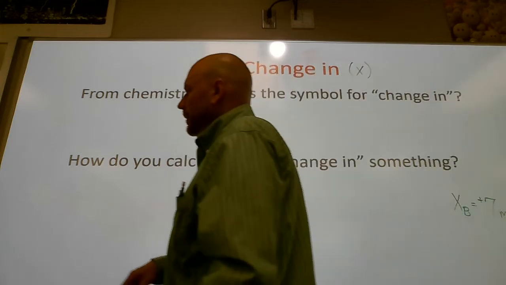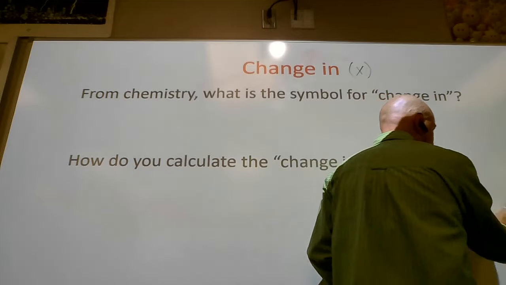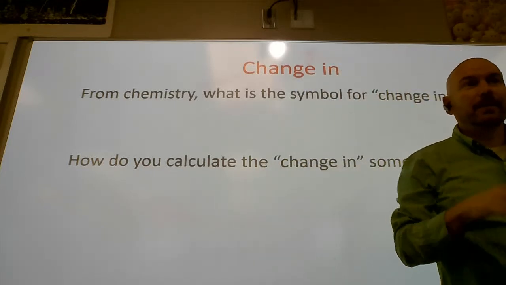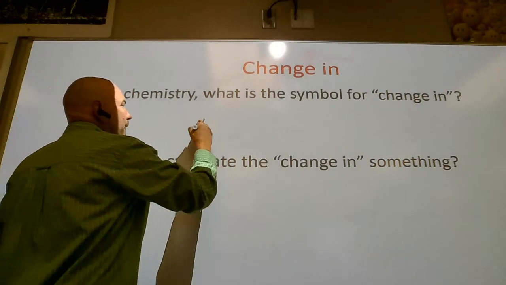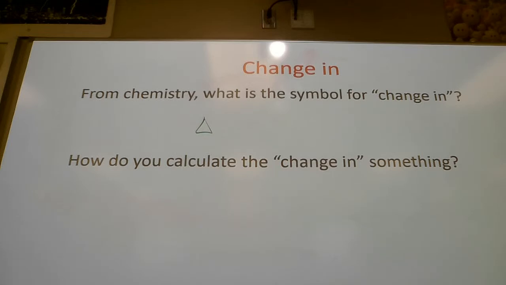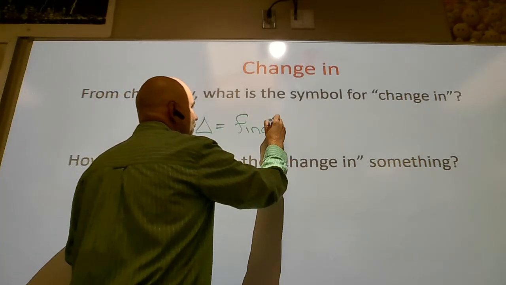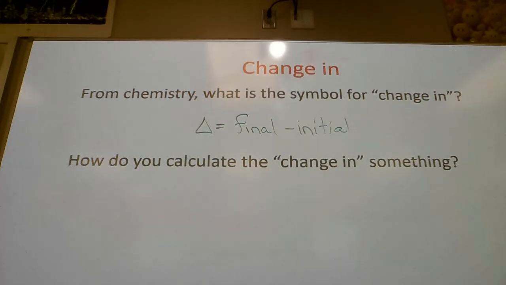From chemistry, change in. What was the variable you used for change in? Remember that? Delta, it's that triangle thing. Okay? And when we are finding the change in anything, what are we doing? Calculate it wise. Something minus something. Super close. Final minus initial. Okay, final minus initial.